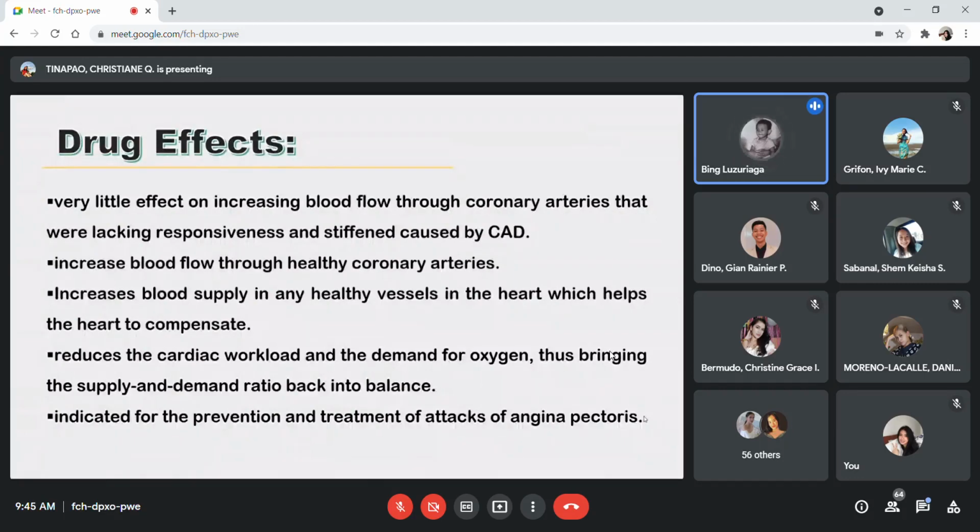Why would the demand decrease when you give a vasodilator? Because it would widen the vessels, Doc. So if it widens the blood vessel, does it decrease the demand?